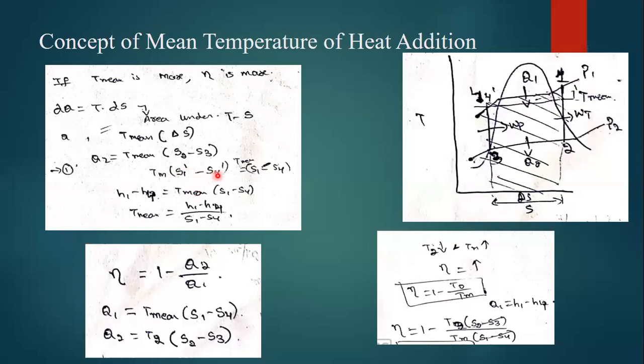That's why S1 dash minus S4, that means S2 I have substituted with S1, and S3 with S4. That is equal to T mean into S1 minus S4, as S1 dash and S1 are the same here. Now how can I get this H1 minus H4? The heat supplied here is going to be H1 minus H4, right? So this heat supplied Q1 is nothing but H1 minus H4.